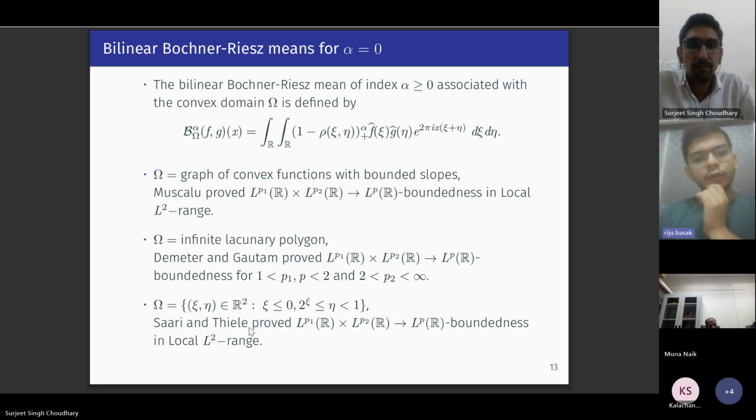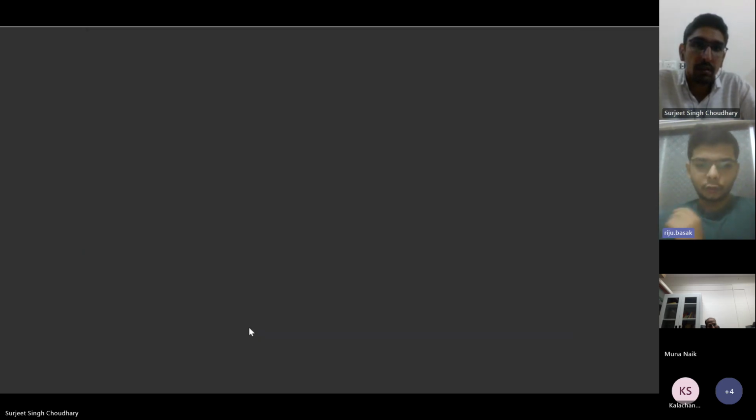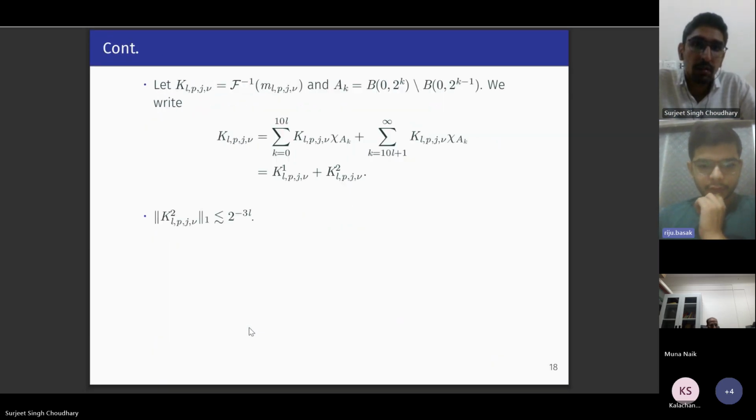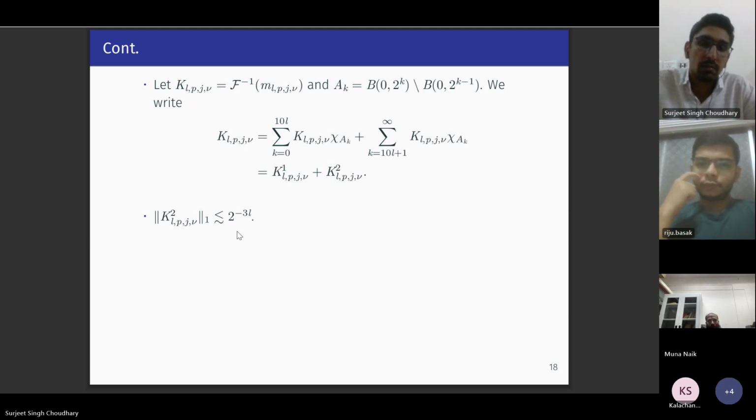And in your proof, when you prove the K2 kernel, the global part, to prove this decay, what type of things did you use? Some integration by parts type things? Most of it is integration by parts only. Okay. That will give us good enough decay away from the origin. Okay. Thank you.